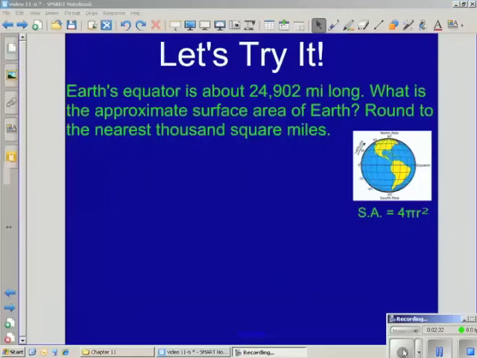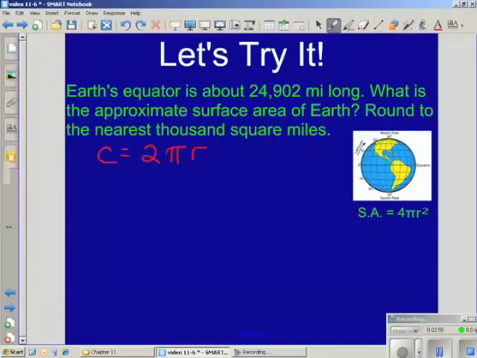A different problem. Earth's equator is about 24,902 miles long. What is the approximate surface area of the Earth, round to the nearest 1,000 square miles? Well, we need to solve for radius. For this, we'll use the formula for circumference. Circumference is equal to 2 pi r, and then we can substitute our values. So we know that the circumference, which is the Earth's equator, is about 24,902 miles, and that is equal to 2 pi r.